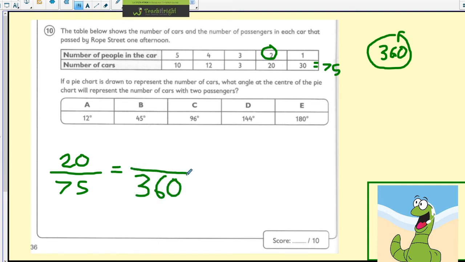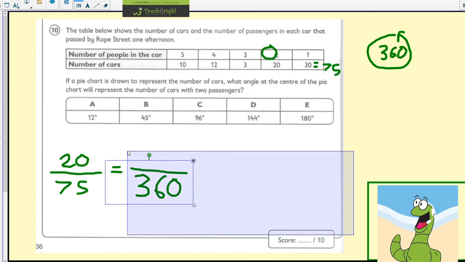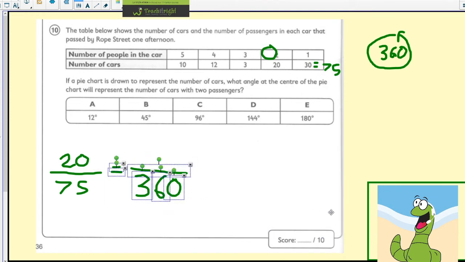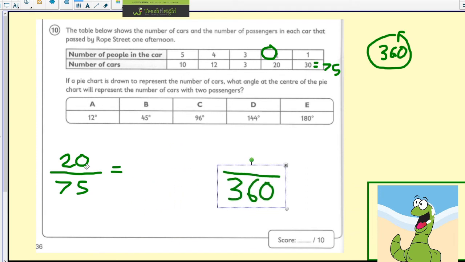Now, there might be a way to get there in one go. I think the best way probably, let me just separate that, is to go via an intermediate step. So I want to get to 360, but I can't think of any way to multiply 75 that makes 75 times 4, for example. That doesn't get you to 360.